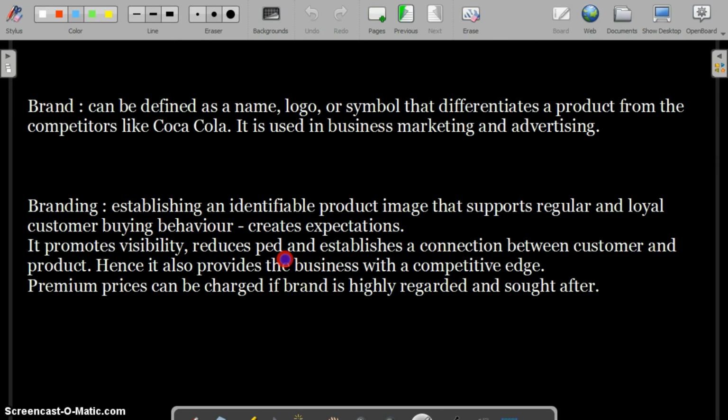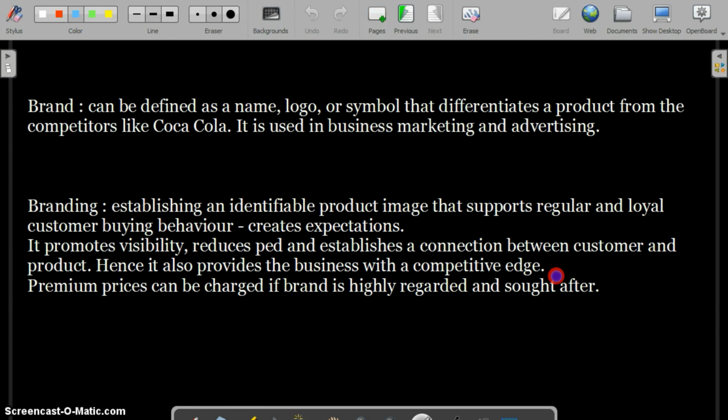Even if you have increased your price, the customers who buy your product have decreased, but by a very small percent. You can say 5% or something. So that's basically the whole idea. Hence, it also provides the business with a competitive edge. Competitive edge. That's the most important point. Since you have a brand, you can charge higher prices, and even if you charge a high price, people still come to buy the product, so that's not an issue.